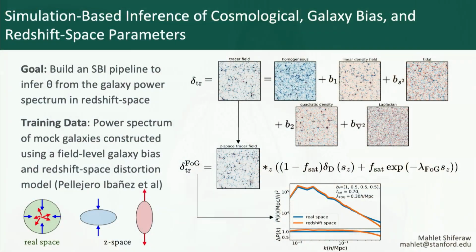I'm a fourth-year grad student in KIPAC here at Stanford, and I'm still very much in the beginning stages of this project, but the goal is to build a simulation-based inference pipeline to infer cosmological parameters given a galaxy power spectrum in redshift space. So, a crash course in what that means.